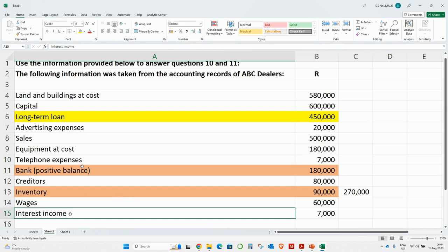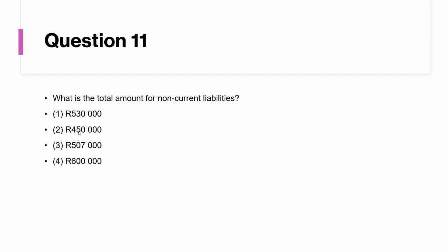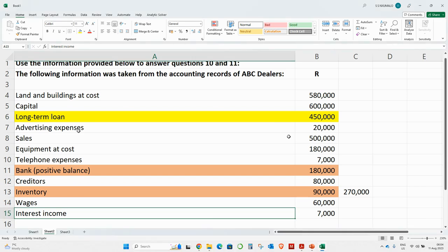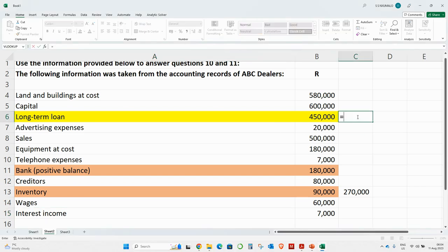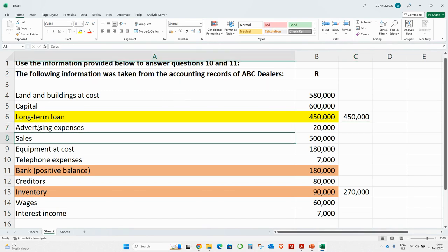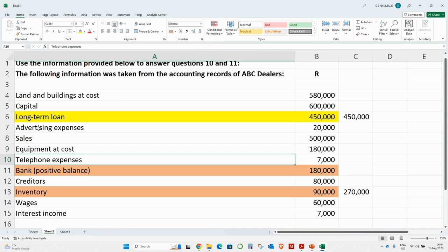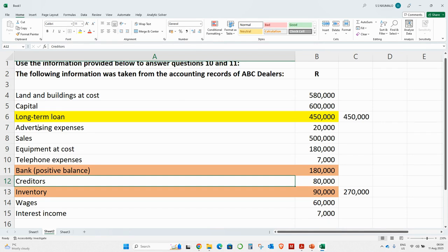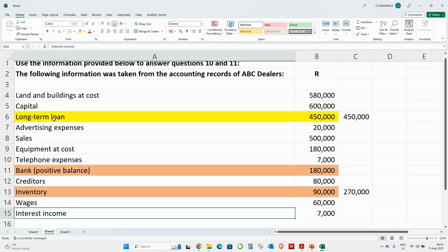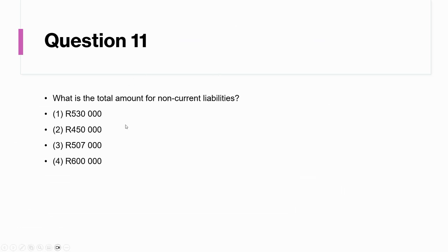So basically, let me see. They want what? Non-current. So non-current is 450. Just let's double check. Equity, expense, income, assets, expense, liability, but this is current. They are looking for non-current. Yeah, it's 450. Yes, we have. That's option 2.